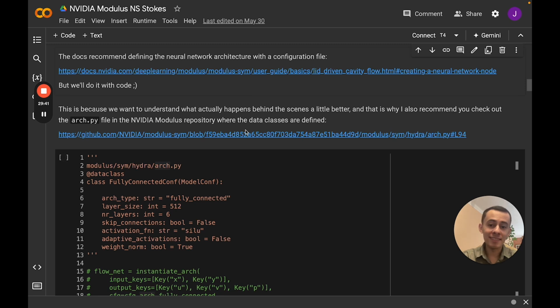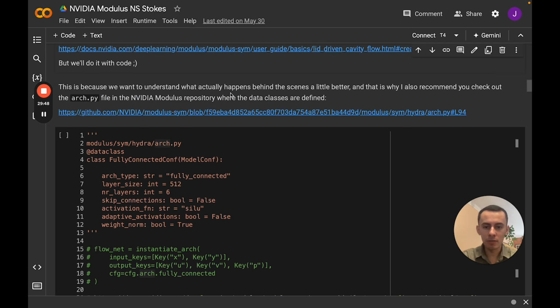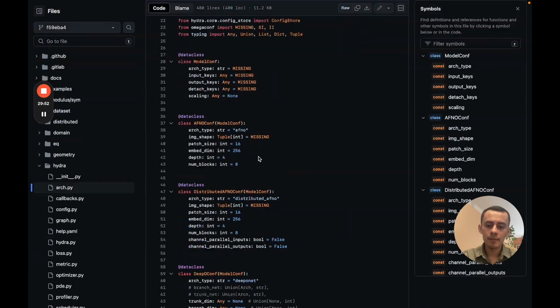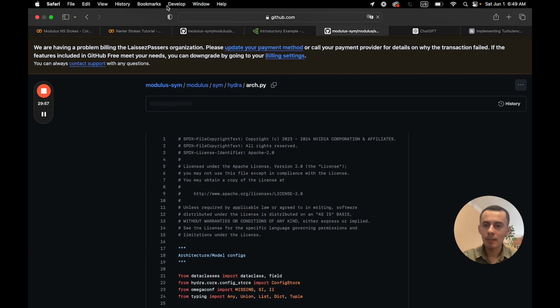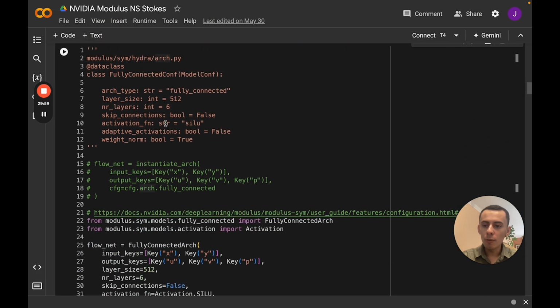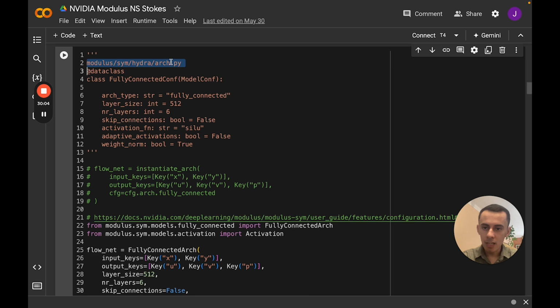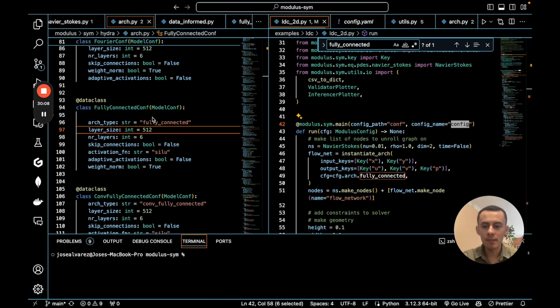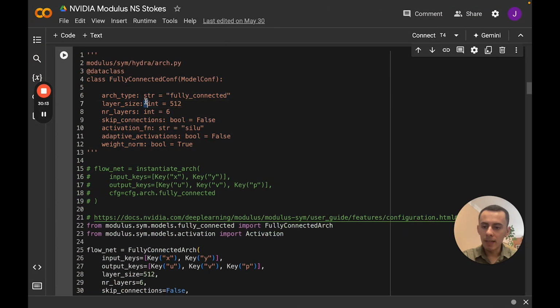This is because we want to understand what actually happens behind the scenes a little better, and that is why I also recommend you to check out the arc.py file, which I'll just show you in the NVIDIA Modulus repository, where the data classes are defined. This is here, as I just showed you in VS Code, but you can also go to the link here. So in that file, the arc.py in the Hydra folder, we're going to see this, as I showed you here, fully connected configuration with these parameters.